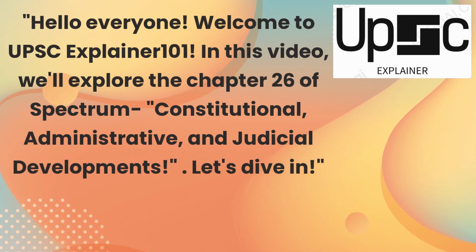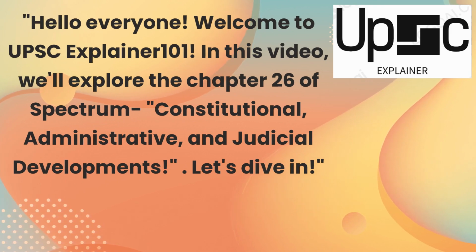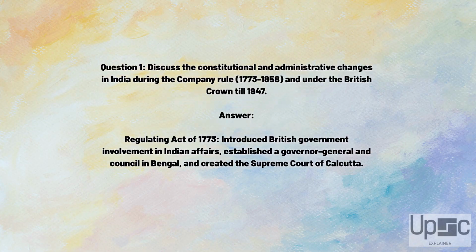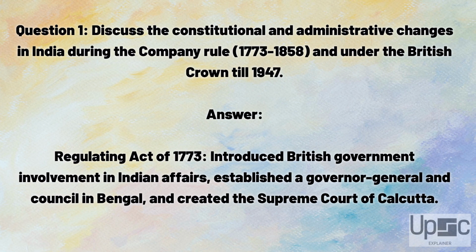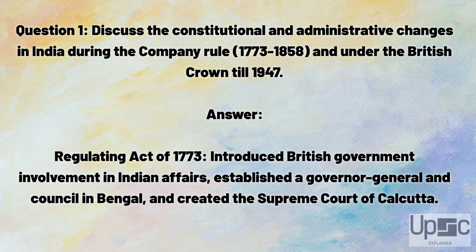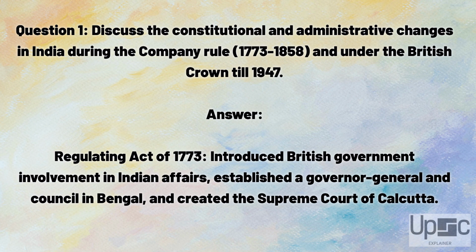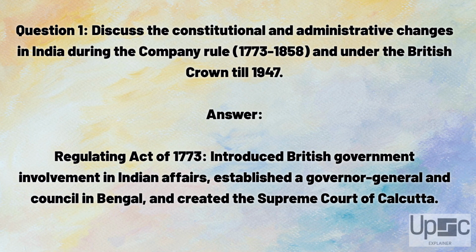In this video, we'll explore Chapter 26 of Spectrum, Constitutional, Administrative, and Judicial Developments. Let's dive in. Question 1. Discuss the constitutional and administrative changes in India during the Company Rule, 1773-1858, and under the British Crown till 1947.